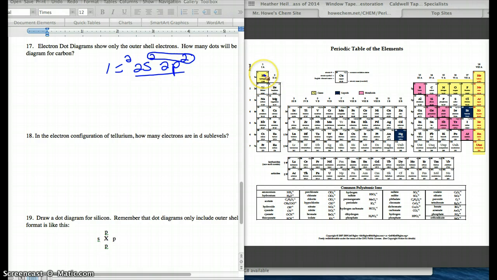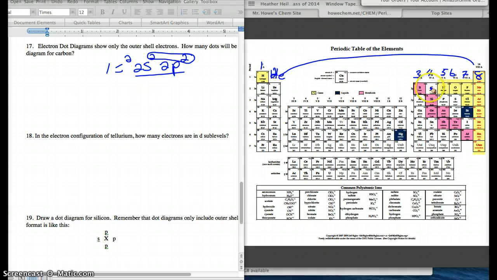Or you can just count the columns. 1, 2, so this column all has 1, that has 2, 3, 4, 5, 6, 7, 8. Now helium doesn't have 8. It should really be over here. All right, but everything else in this column has 8. So carbon has 4. And I guess the question doesn't ask us to draw the dot diagram, it just says how many dots. So the answer is 4.